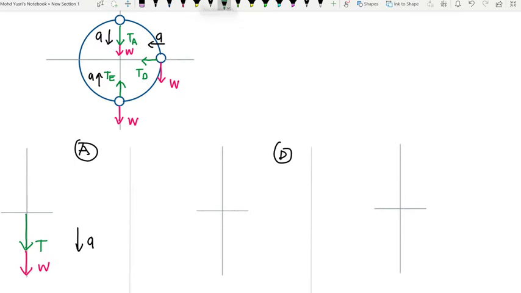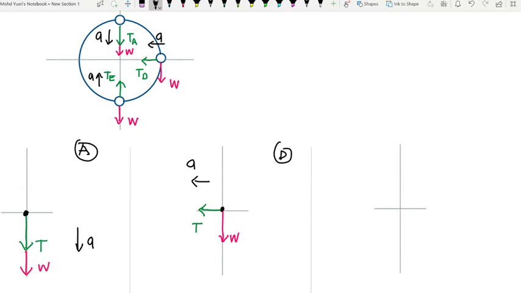tension ke kanan dan ke kiri, dan sebenarnya tension menunjukkan ke arah center, acceleration ke center, manakala weight ke bawah. Okay, dalam free body diagram kita represent objek kita as a dot. Itu saya tertinggal.